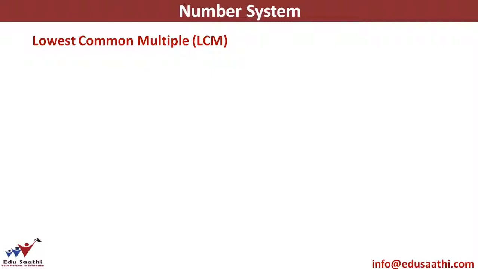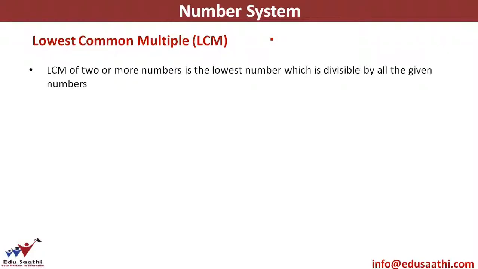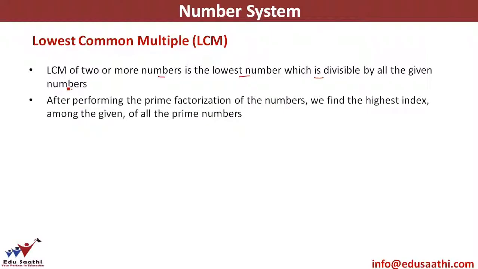Let's look at LCM now. LCM, as the name suggests, is the lowest common multiple. Multiple of a number is greater than that given number. So LCM of two or more numbers is the lowest number which is divisible by all the given numbers. So with all the given numbers, I find out a number which is divisible by each one of the numbers given.